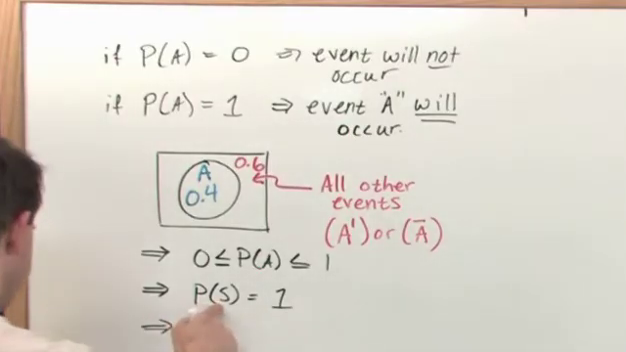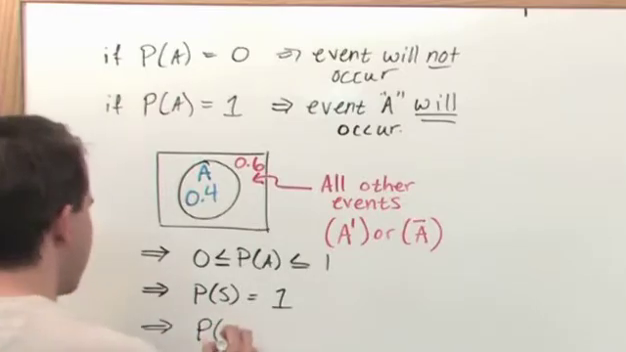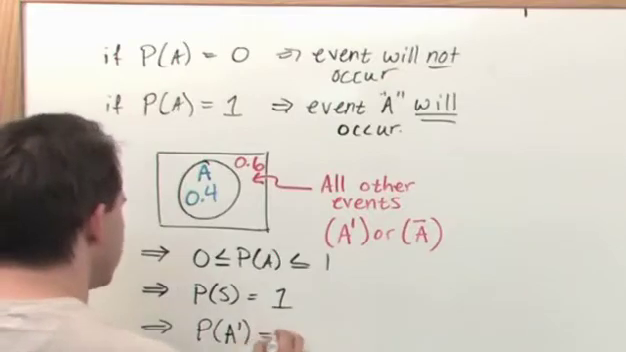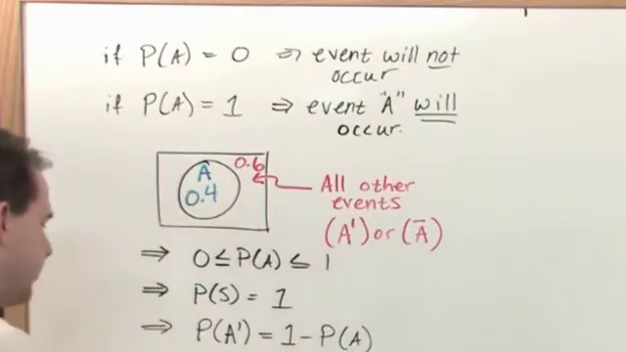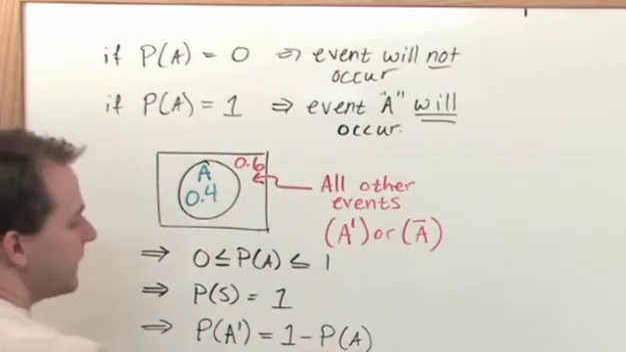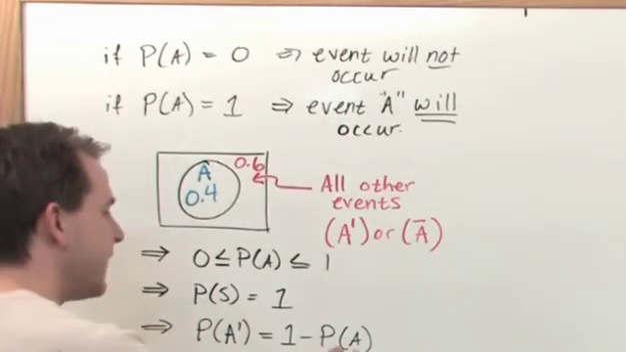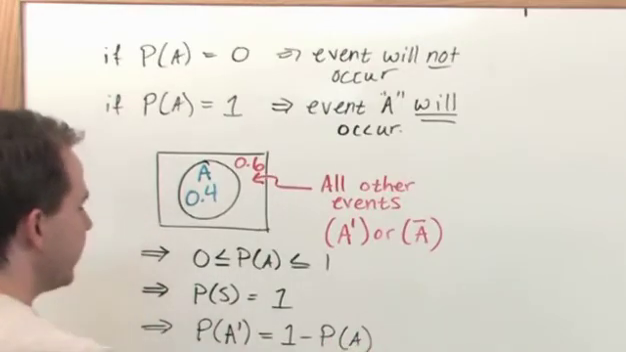And because of this, and this is a very useful thing you'll use a lot, the probability of A prime, the complement, is just equal to 1 minus the probability of A happening. Make sure you understand that one, okay? Think about heads or tails for a second. Let's say my event A is heads. Then the complement of that, all the other events, is going to be tails.